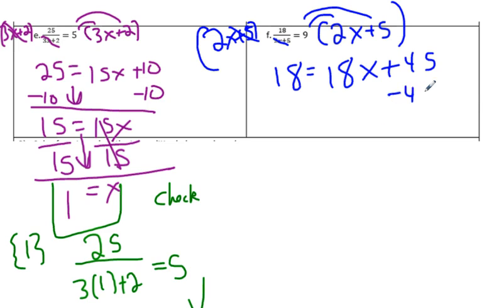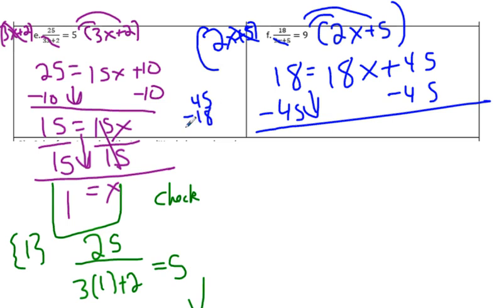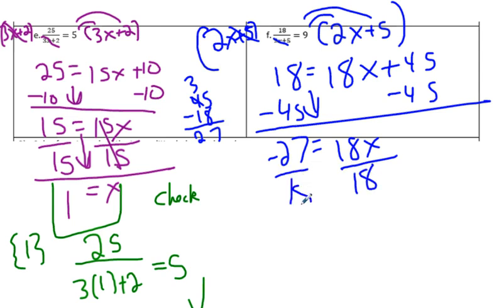Now when you minus 45 from both sides, you get, well, I'm going to have to do this off to the side here. 45 minus 18 is 27. So this is going to be a negative 27 because I'm taking away more than I have. Equals 18x. And since x is being multiplied by 18, you divide by 18. And negative 27 divided by 18.